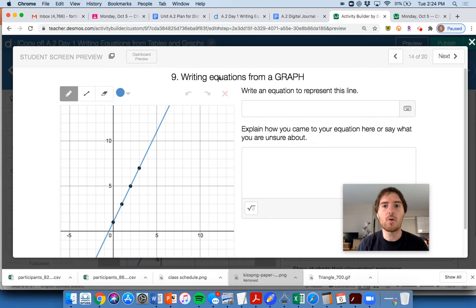It says writing equations from the graph. So that's what we're going to do now in part 9 here, slide 14. It says write the equation to represent the line. So what I would do is what I was telling you earlier. I forget what colors it told you to use earlier, but I'm going to use red for the starting number here. And so for our starting number, we've got to go to our y-axis.